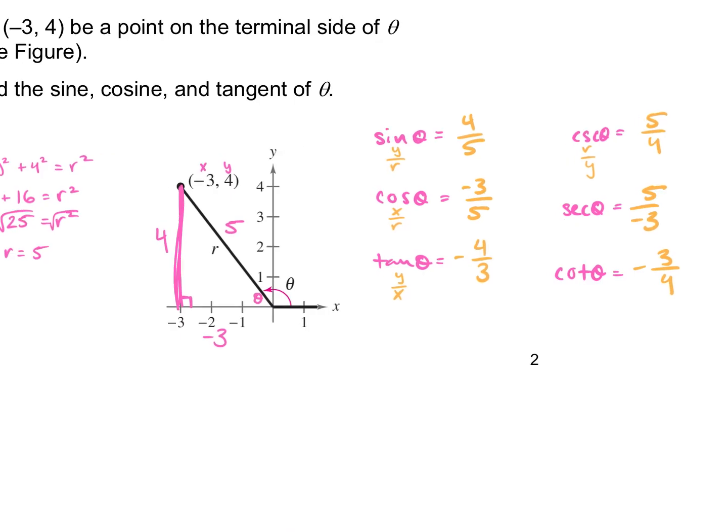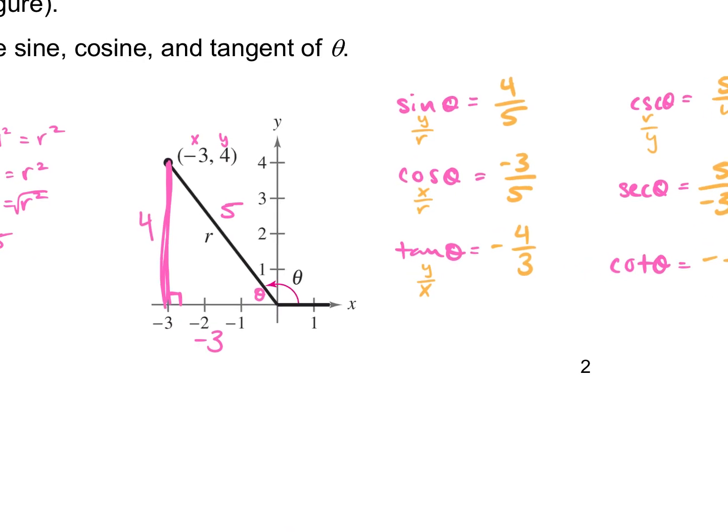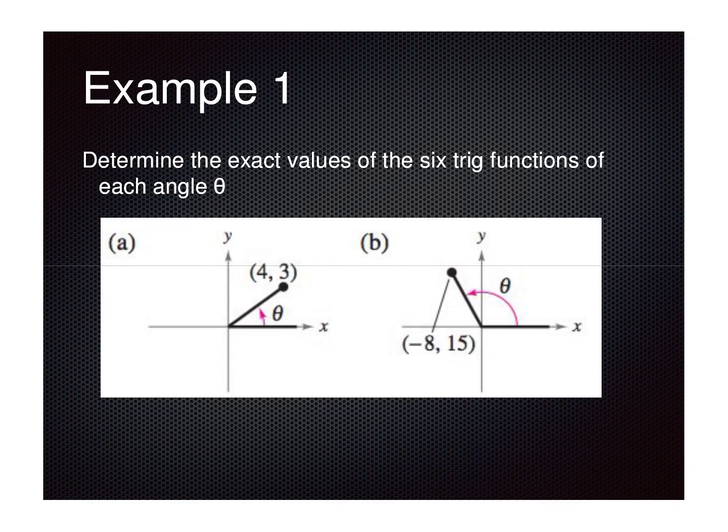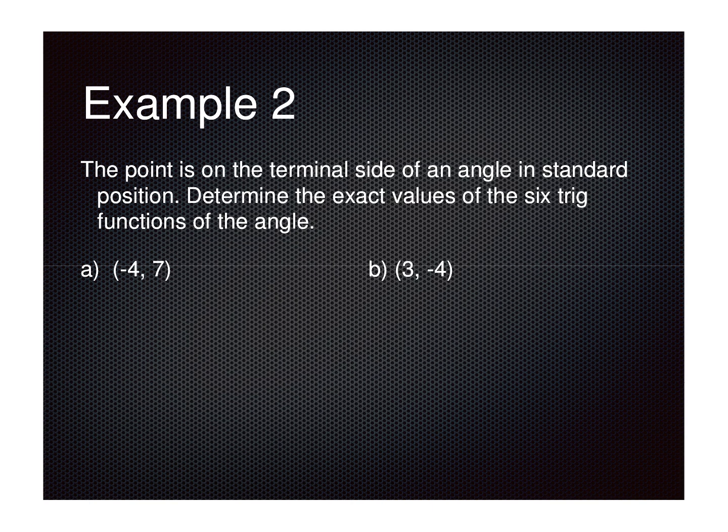Now again, you can think about it in terms of SOHCAHTOA. 4 is going to be our opposite, 5 is our hypotenuse, and negative 3 is adjacent. You'll get the same answers if you do SOHCAHTOA. Just make sure you draw the triangle correctly. Next page is the same thing, so I'm going to skip it. Let's go to example 2.